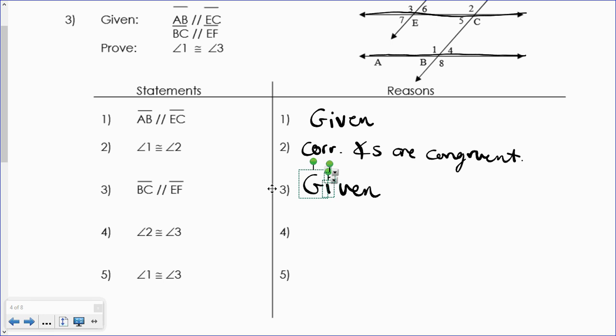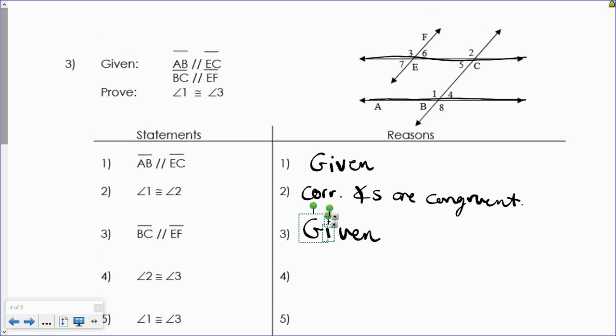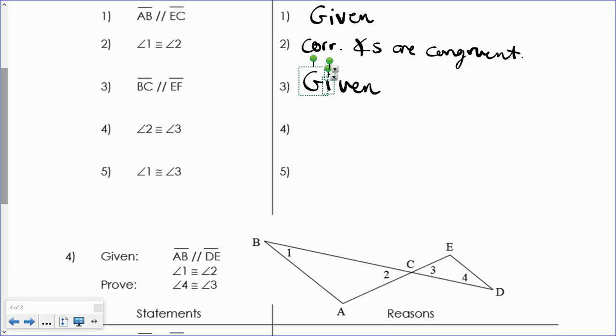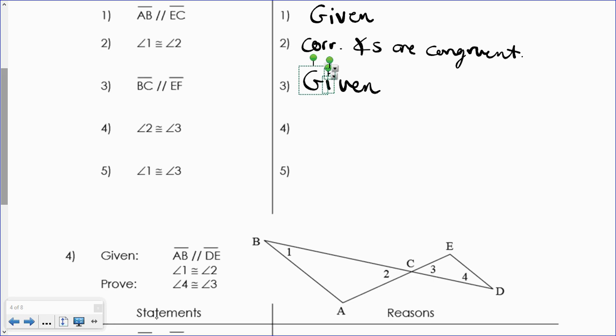If you want to use a different color or your same highlighter, I now know that this is parallel to this. That's the second given. So why would angle 2 and angle 3 be congruent? Take a look at your picture. Now look at 2 and 3. 2 and 3 are not vertical. Are 2 and 3 a special angle relationship? Corresponding. So what would the reason be for 2 and 3 being congruent? Corresponding angles are congruent.